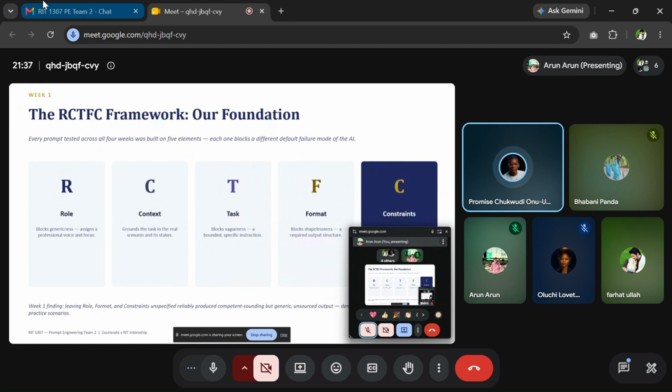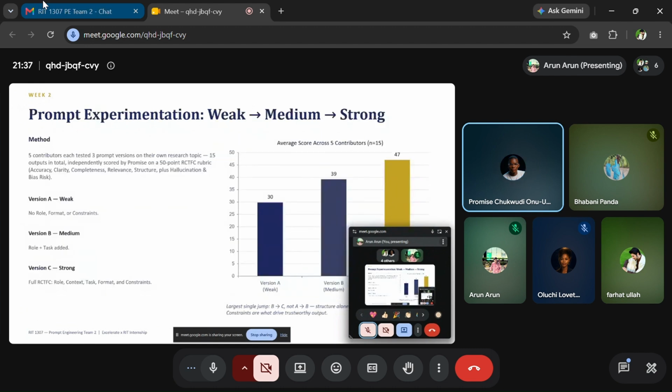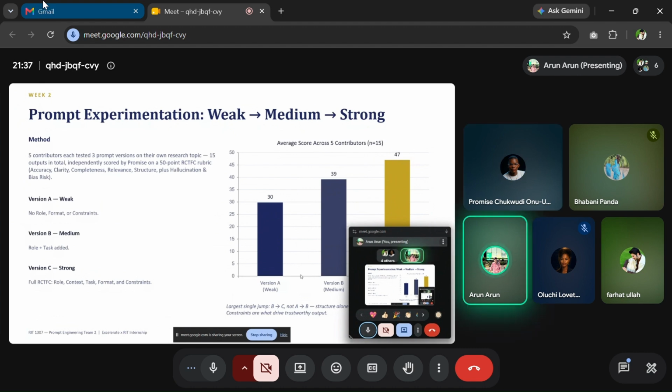Now I'll be handing over to my next teammate, Aaron, to take over from the next slide. Thank you. Okay, in this slide, I will explain the prompt experimenting methodology.